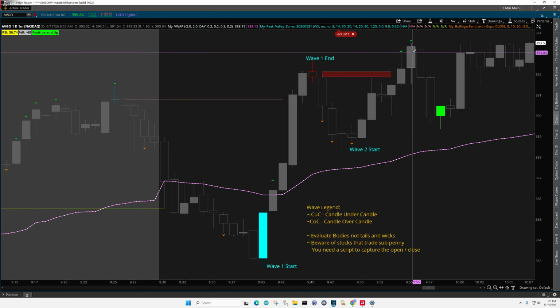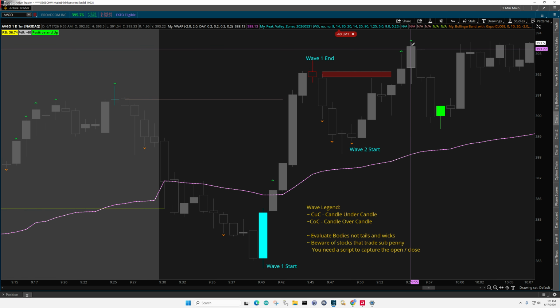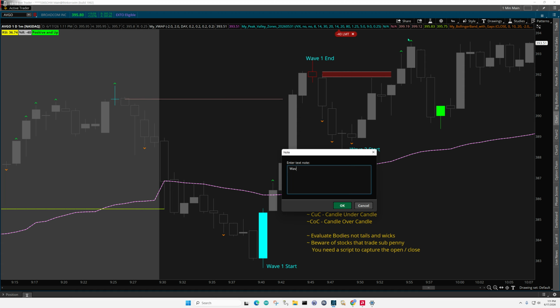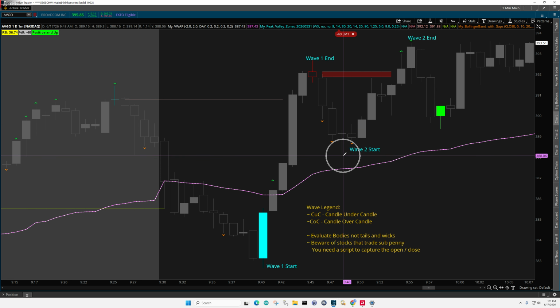This is what we expect, price to go higher. But then price stalls and reverses. So at this point, once we get this condition, this candle body is now underneath this candle body, we know that this is wave 2 end. And that price is coming down. And in the perfect world, price will not break the previous wave low. And this is where I do use tails. So we would expect that wave 2 would pull back, but not break where the wave 2 started.